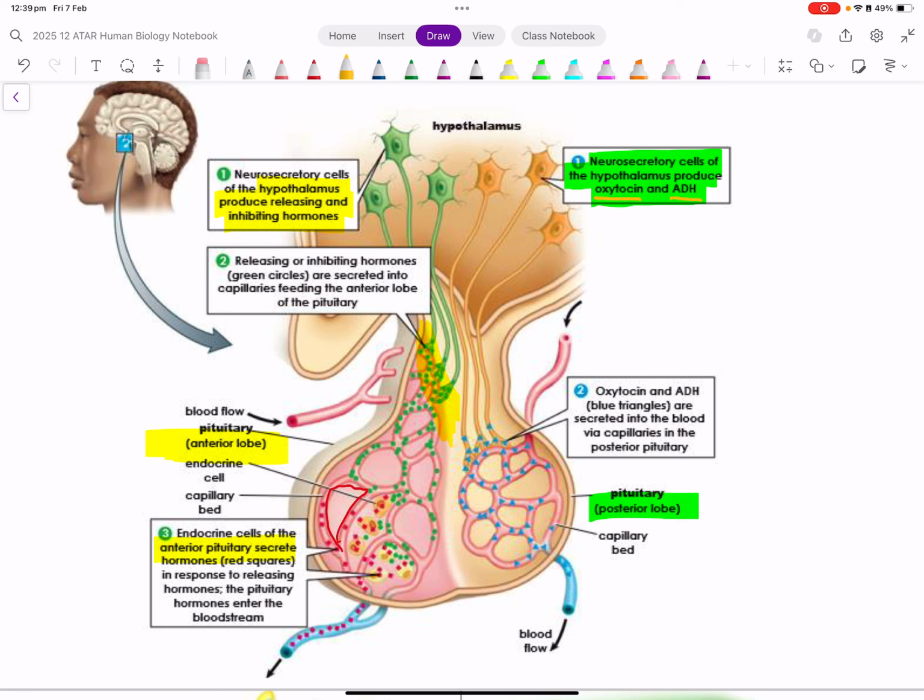They are then held in the axon terminal of the neurosecretory cell until they're ready to be released into some of the capillaries found in the posterior lobe of the pituitary gland, and then they will be released around the body.